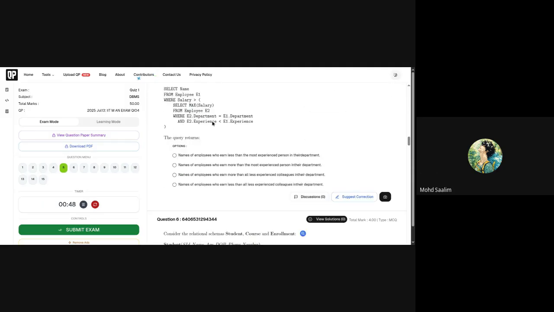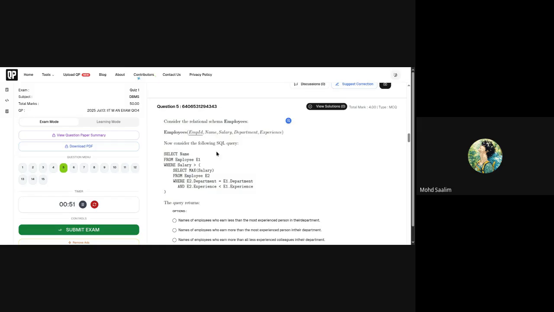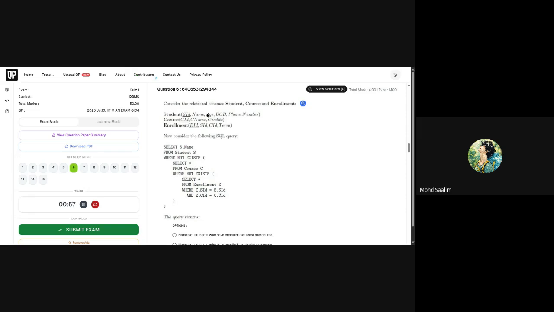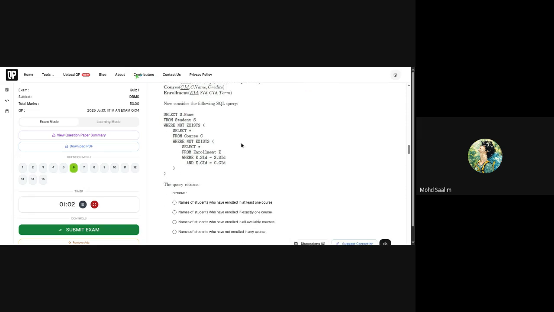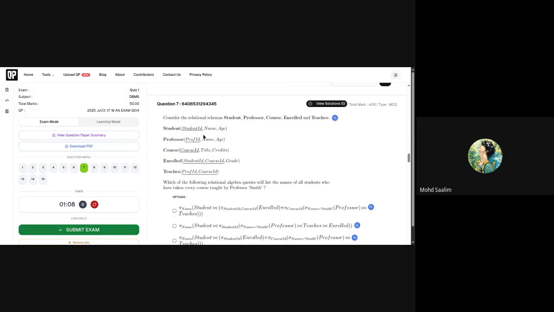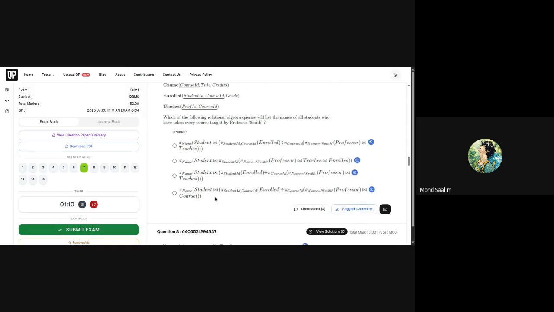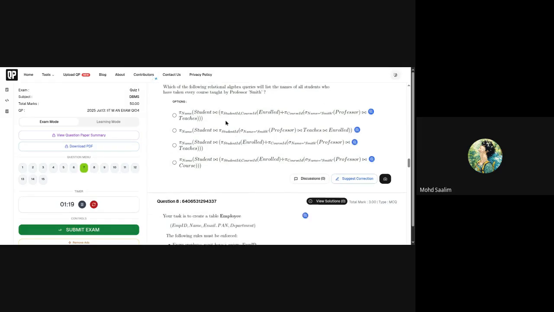Schema is given, a query is given, and they are asking you what this query returns. So they are checking your knowledge on subqueries. A schema is given, a query is given, again the subquery type of query, and again they are asking what this query returns. Then a schema is given, and they have given you different relational algebra expressions, and you have to select the correct one.